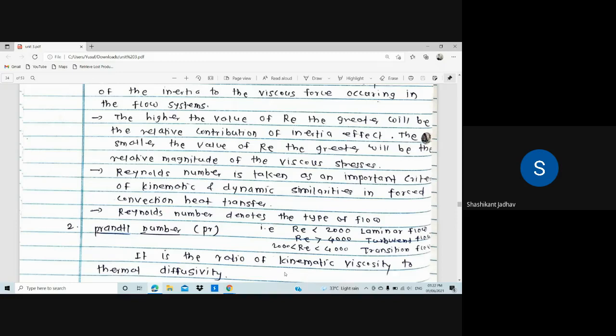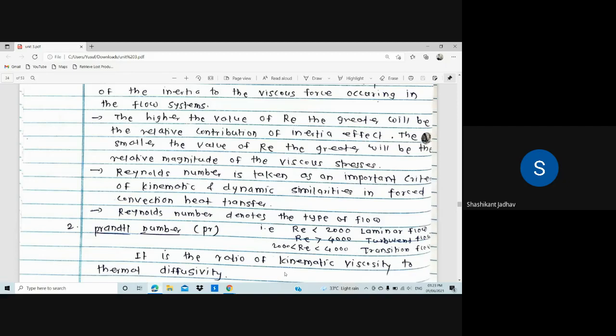Reynolds number is taken as an important criteria of kinematic and dynamic similarities in forced convection heat transfer. Okay, then next line, write down the significance.